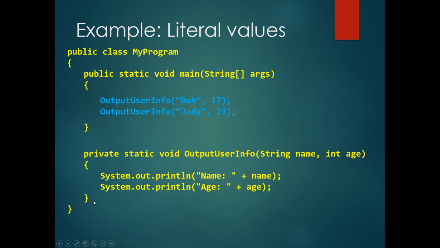It's going to get to this closing bracket, and this is when some magic happens. When this closing bracket occurs, all locally created variables get deleted. In this case, the only locally created variables are the parameters, name and age.